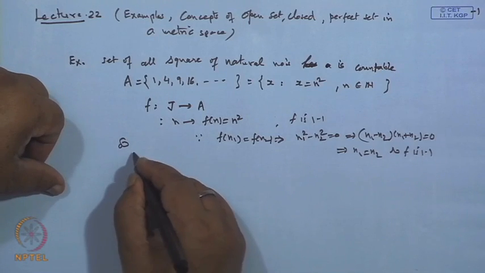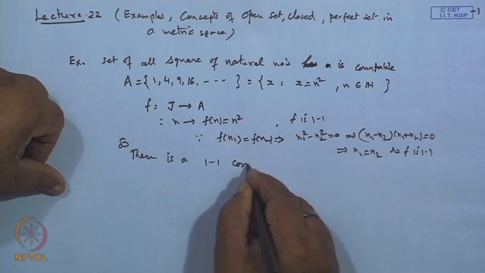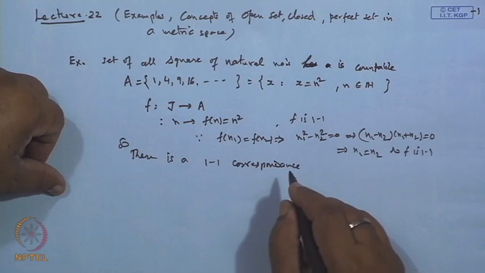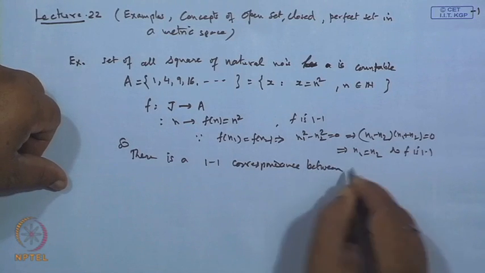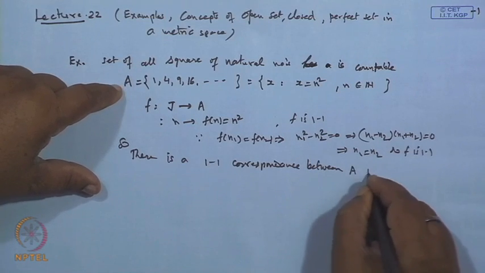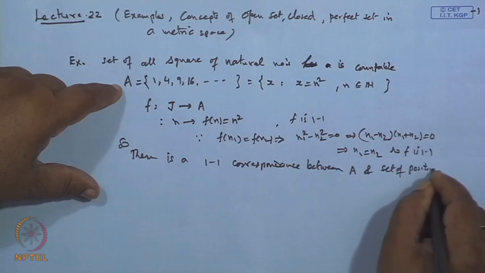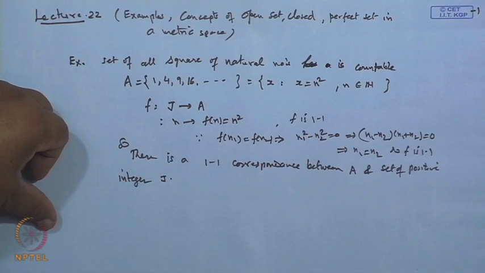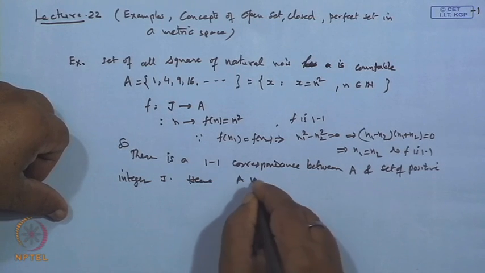Therefore, there is a 1-to-1 correspondence between the set A and the set of positive integers J, 1 to n and so on. Hence, A is countable.